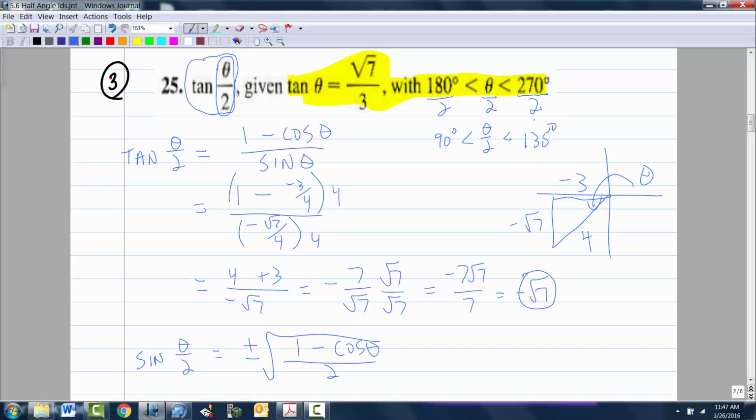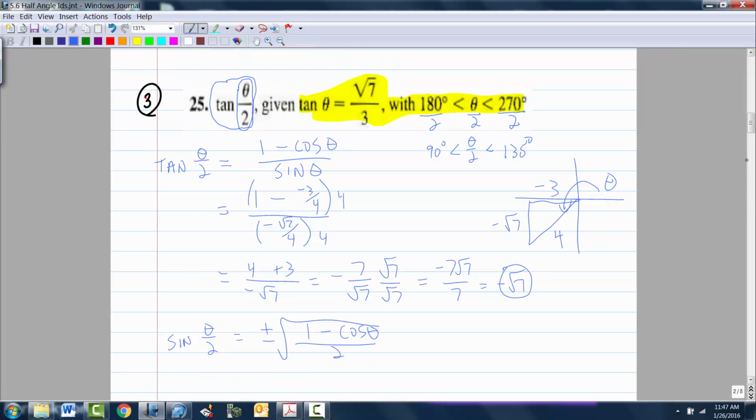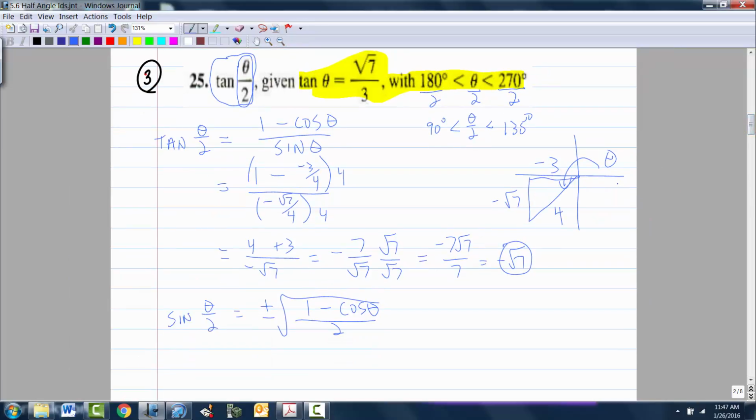Okay, but here's the problem. You would have missed this if you're not thinking. I have to choose. Where did I just say theta over 2 is? What quadrant is that? Quadrant 2 because of this thought process. Ooh, I didn't do this the other hour. So I have to choose the negative. Ouch. It's a kick in the stomach.